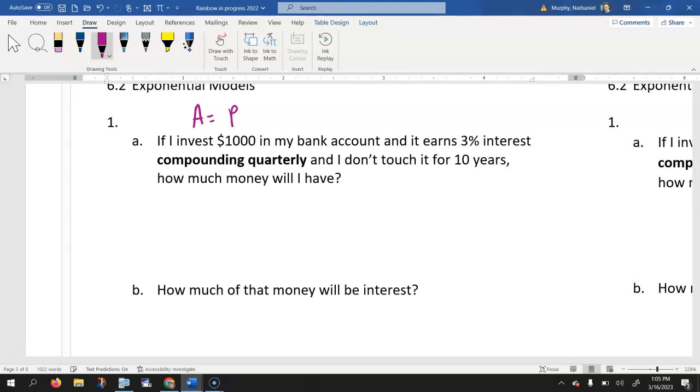Remember here you want to use that formula for compound interest, where n represents the number of times compounded over the course of a year. So our initial amount, our principal balance, is $1,000.